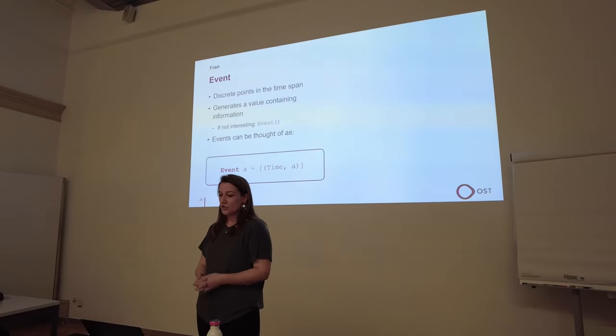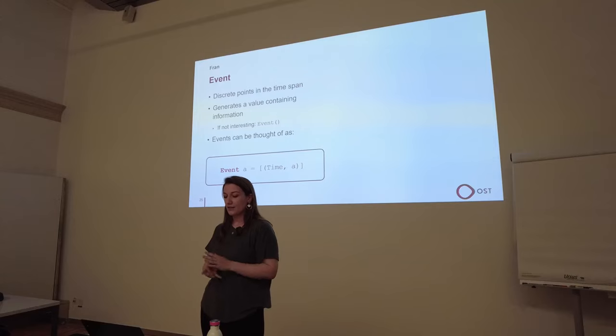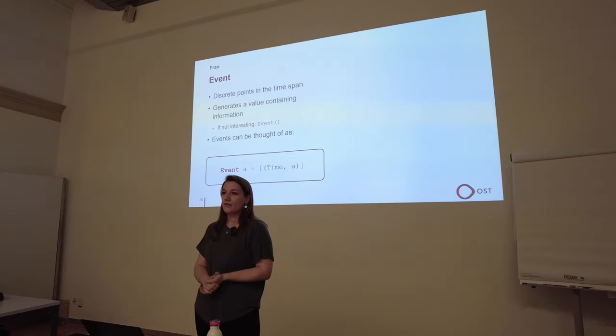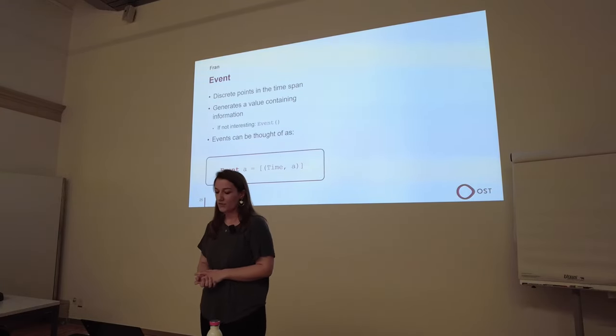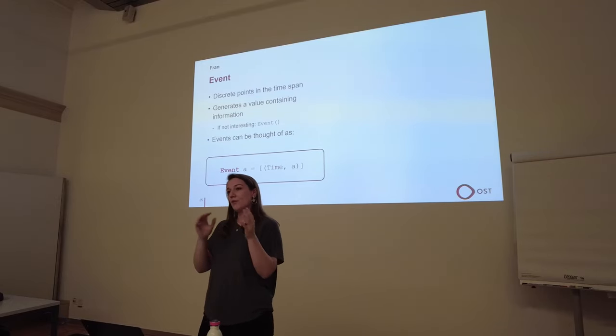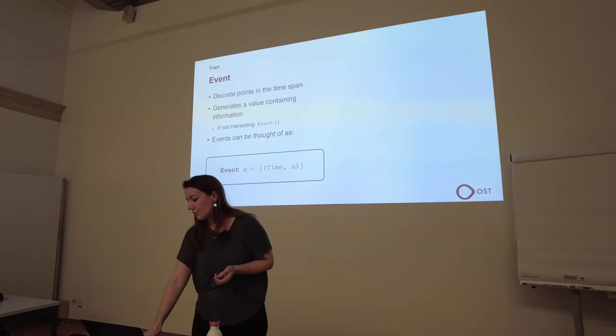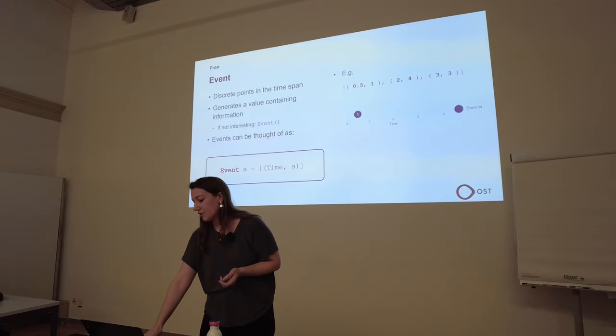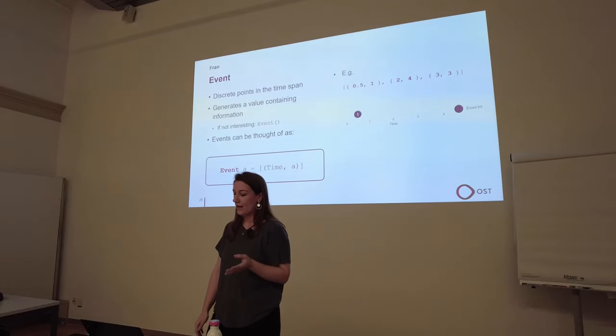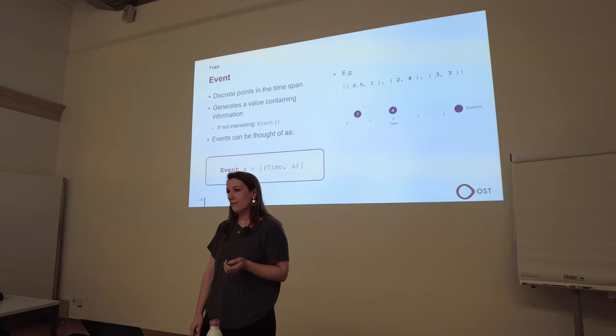Then there are events, which are discrete points in the time span. When an event occurs, it generates a value containing information. For example, a mouse click is the event, and the information can be the position of the mouse. If the event's not interesting, we use the empty type. Events can be thought of as a list with the occurrences, so the time and the value of the event. For example, here we have at 0.5 an event with value 1, then at time 2, an event with value 4, and then an event with value 3.